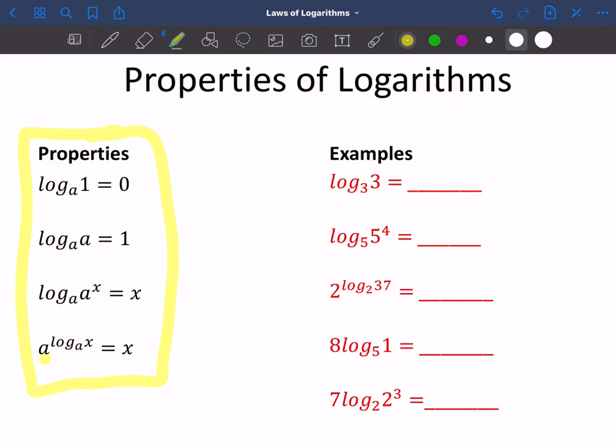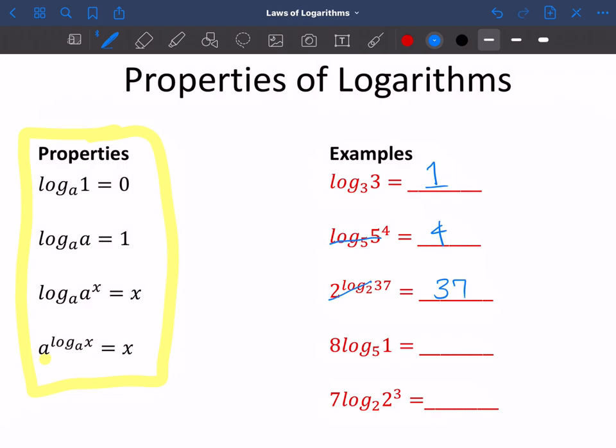So let's just go through some of these examples. Log base 3 of 3 is going to be equal to 1. Log base 5 of 5 to the power 4. So all of this basically undoes itself, so our answer is 4. We have base 2 to the power log base 2 of 37, and basically this undoes itself, leaving us with 37.